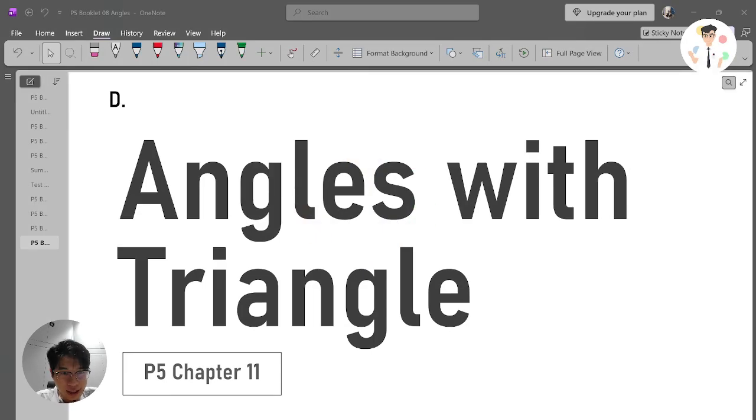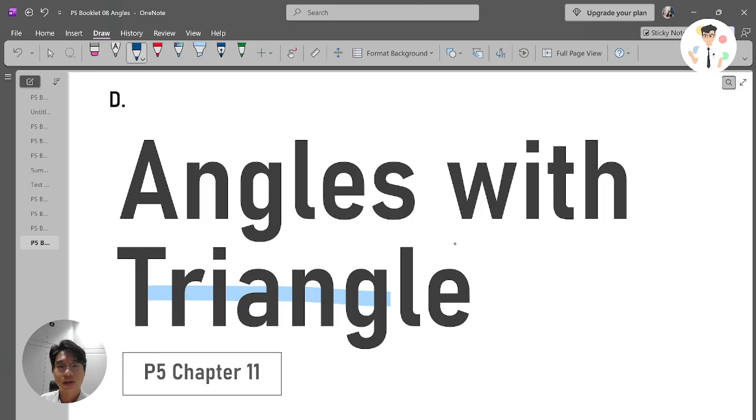Welcome back to digital class, and now we are looking at a new topic from P5 chapter 11, called angles with triangles. We have learned angles at a point. Now we're moving on to learn about angles in a shape, and the shape we are looking at today is called a triangle. So the first thing I should remind you is, what is a triangle?